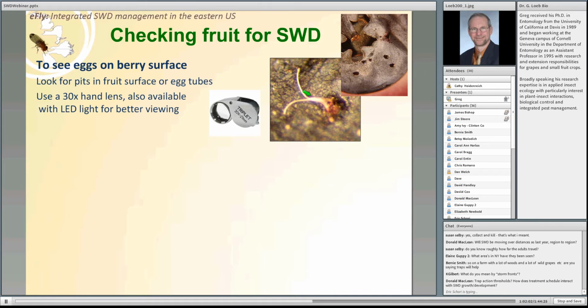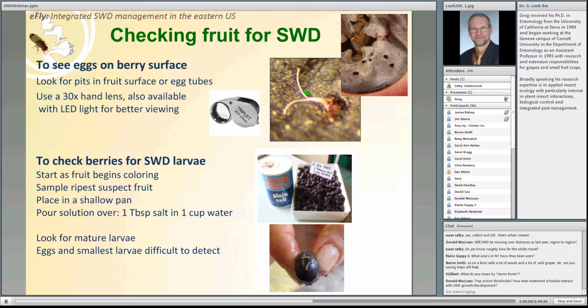You can also look in the fruit for the larvae. We can use something called a flotation technique, where you take a collection of ripe and overripe fruit, maybe mash it up a little bit, and then pour salt water on it at that ratio of 1 tablespoon of salt per 1 cup of water. In that condition, the larvae tend to float up to the top. Now, you can't tell if that's a spotted wing Drosophila larva or another species of fruit fly, but it can at least tell you that you've got some infestation going on here.